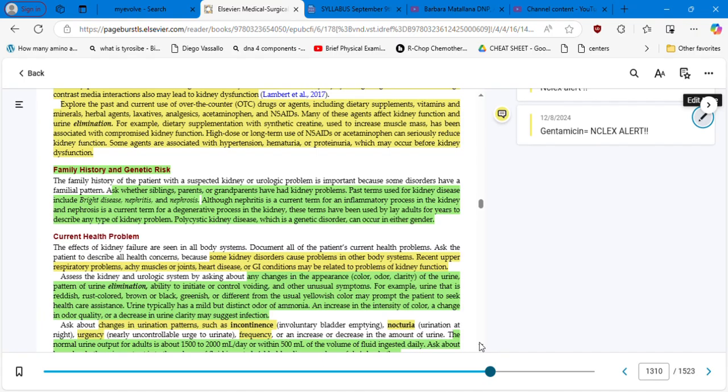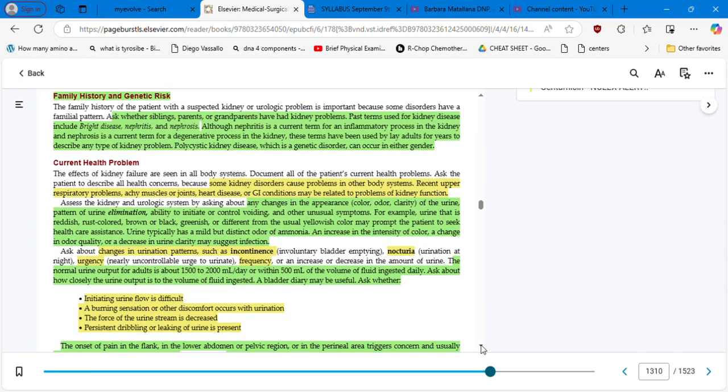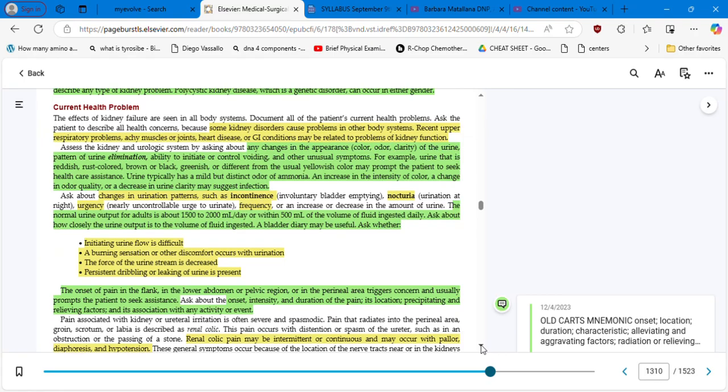Past terms used for kidney disease include Bright disease, nephritis, and nephrosis, everything related to the nephrons. Also polycystic kidney disease, which is a genetic disorder, can occur with either gender. Current health problems, you are still in the assessment part, you are asking about everything. Some kidney disorders cause problems in other body systems. So recent upper respiratory problems, achy muscles or joints, heart disease, and GI conditions may be related to problems of kidney function.